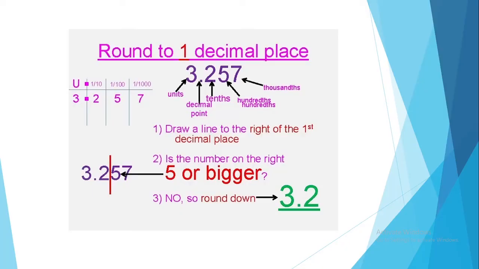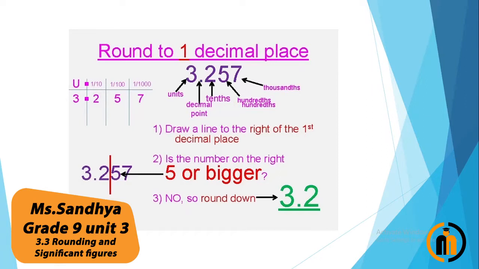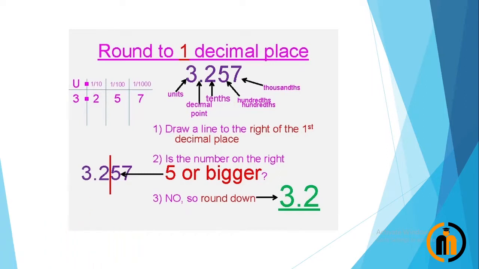Rounding. Lesson 3.3: Rounding and Significant Figures. Round to one decimal place. Here is the number 3.257. As per the place value, the number in the units digit is 3.